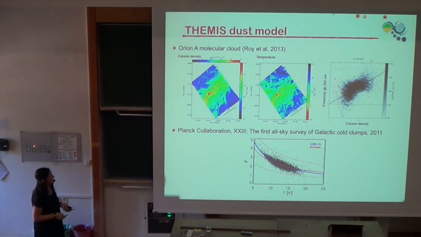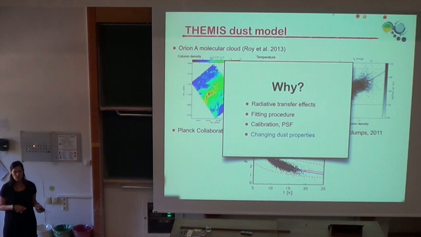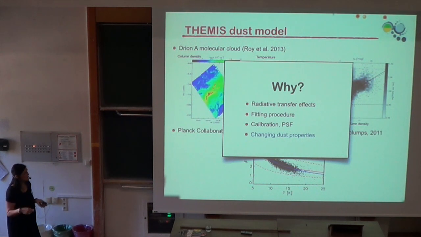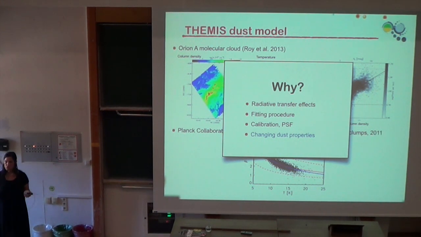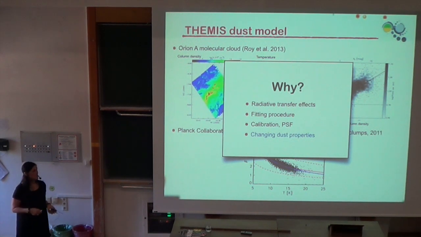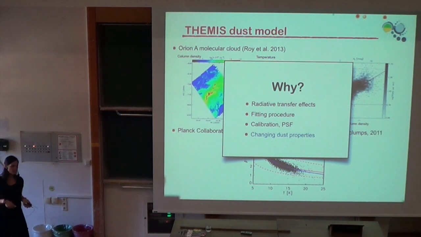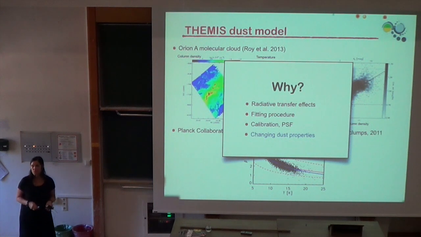So that was the question, where does it come from? Why is it happening? Is it because there are radiative transfer effects going into the denser regions? But this was calculated and couldn't be neglected. Is it due to the fitting procedure? That was the big question. Is there degeneracy between beta and the temperature when I fit with a modified black body? Is it due to calibration effects, for Herschel, for example, in the PSF? Or what I would like to show here today, is it due to changing dust properties?